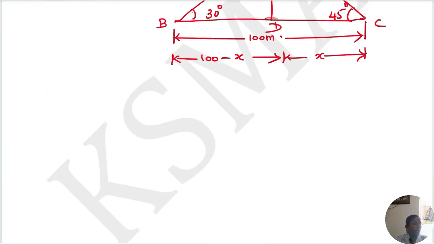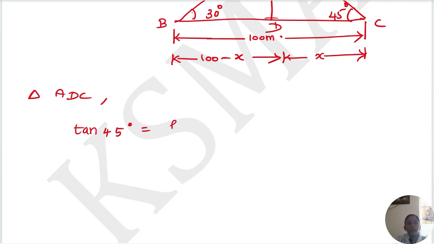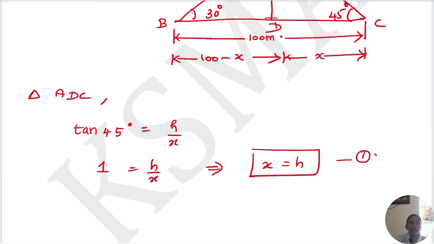So first consider the triangle ADC. Here the angle is 45. So tan 45 degrees is equal to opposite h, adjacent x. So h by x. Tan 45 is 1. So h by x equals 1, which gives x is equal to h. So this is our first equation.